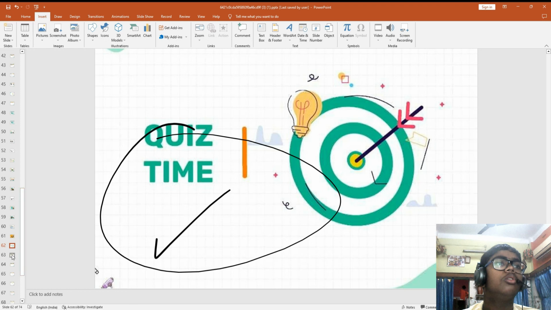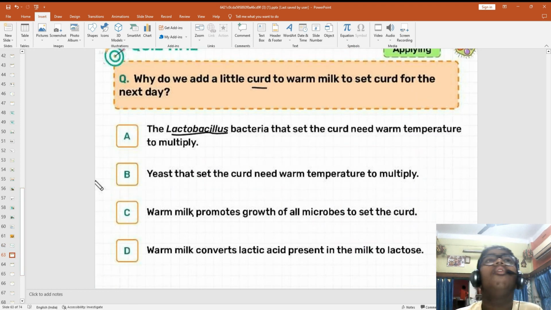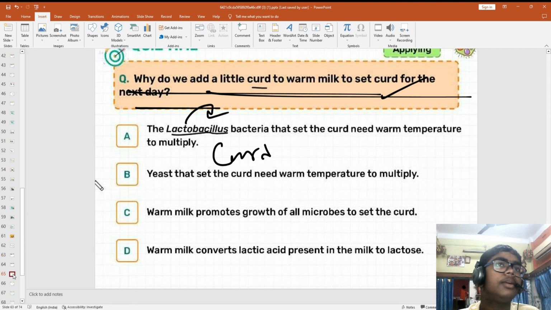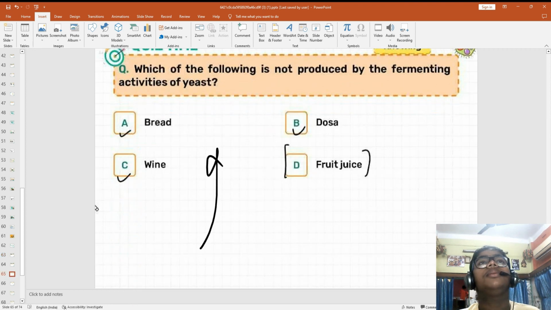Now see, why do we add a little curd to warm milk to set the curd next day? Why do we add curd? What is there in curd? Lactobacillus is there. Option number A. Very good.